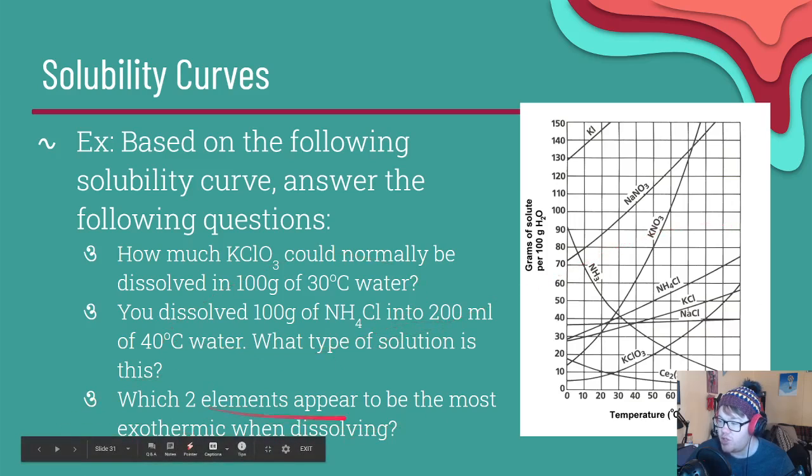And then finally, it says, which two elements appear to be the most exothermic when dissolving? So most exothermic means we're looking for the ones that are sloping downwards. And in this case, there are 2 of them. I'm blocking one of them a little bit, so you can't see exactly what the name of it is, but it is Ce2SO4 and that's this thing right here because it's slowly sloping down. And then NH3 is sloping a lot more strongly right here.